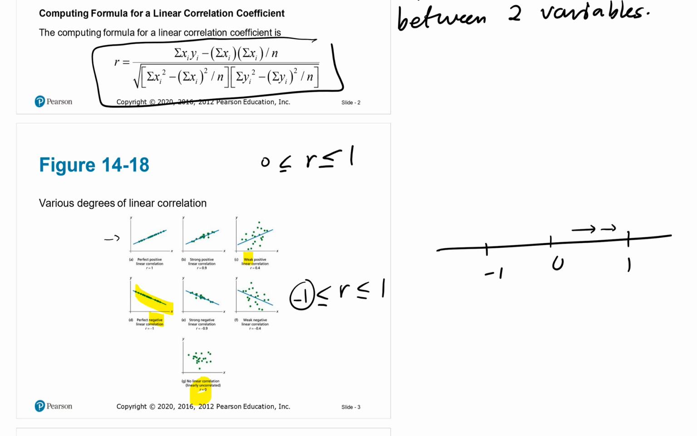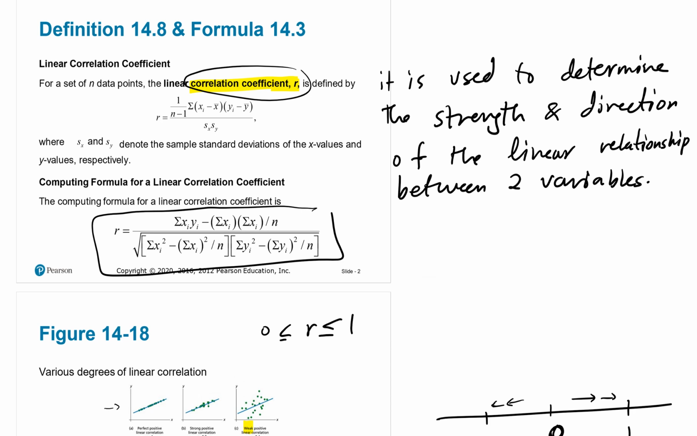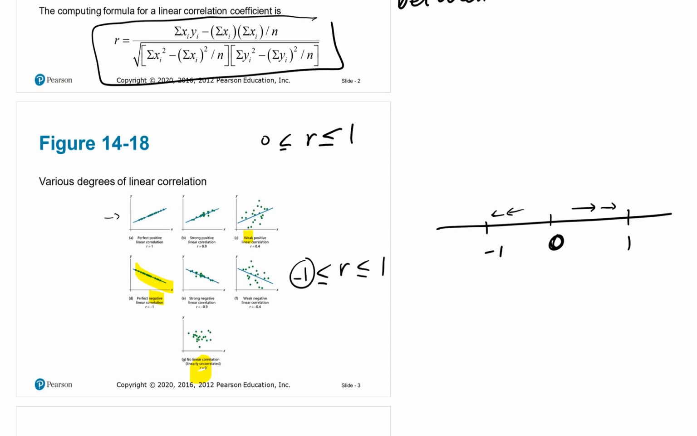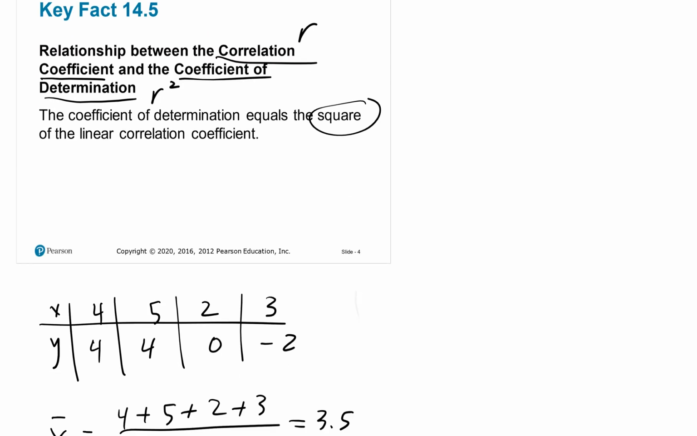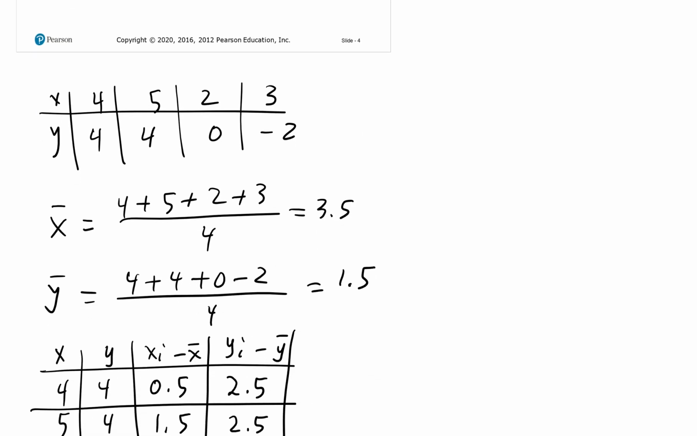As you get closer and closer to 1, you get a strong positive correlation. As you get closer and closer to -1, you get a strong negative correlation. And as you get closer and closer to 0, eventually we'll have no linear correlation. That's what we meant by it telling us the strength, how strong it is, and the direction: is it a positive or negative correlation? Now, regarding the correlation coefficient R and the coefficient of determination R squared from the previous section, the coefficient of determination is equal to the square of the linear correlation coefficient.